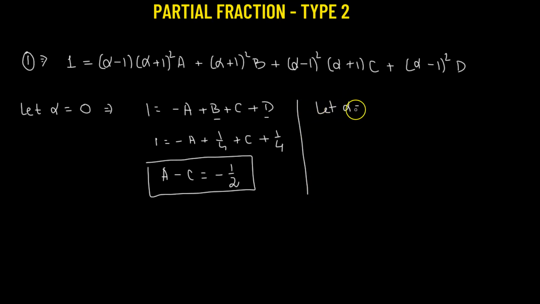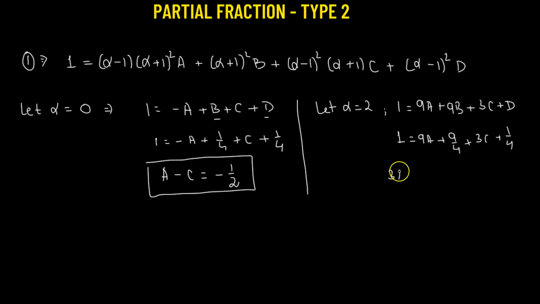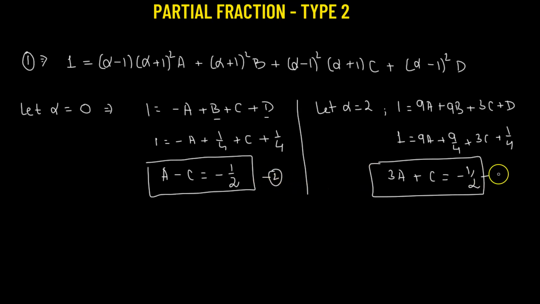We're going to keep this equation aside, and then we're going to consider another value of alpha. If we take alpha equals 2, then we get the new equation, which is 1 equals 9A plus 9B plus 3C plus D. Since we have already obtained the values of B and D, we have 9A plus 9 over 4 plus 3C plus 1 over 4. Solving this equation, we get 3A plus C equals negative half. We're going to label these as equation number 2 and equation number 3.